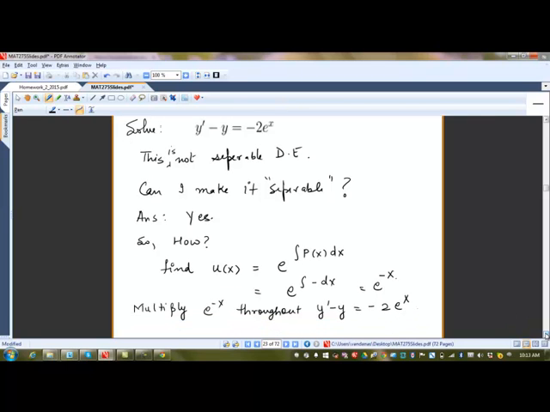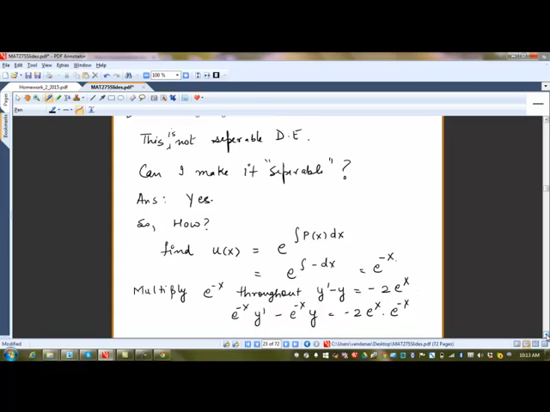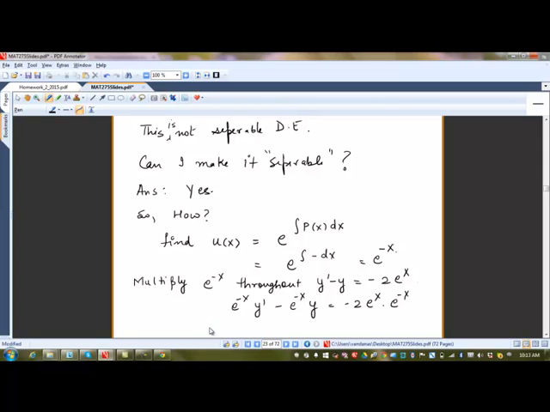So what we will get? We will get e to the power minus x y prime minus e to the power minus x y equals minus 2 e to the power x times e to the power minus x. I will come to the real justification very shortly, but first I want to demonstrate through an example so that you get it when I am speaking. So I just multiplied, I'll come to the point.